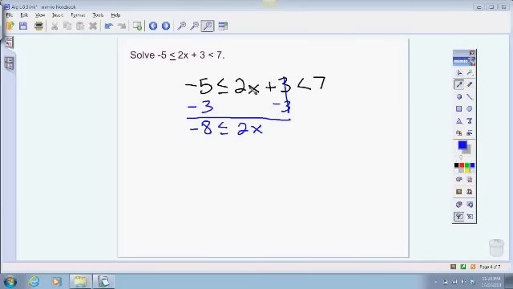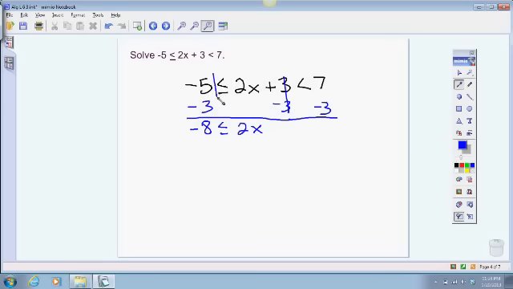You're still going to be solving for x, just like you normally know how to do. But in this case where we had to subtract 3 from each of these sides, you've got to subtract it from this part of the inequality as well. So you think of these almost as 3 parts of an equation.